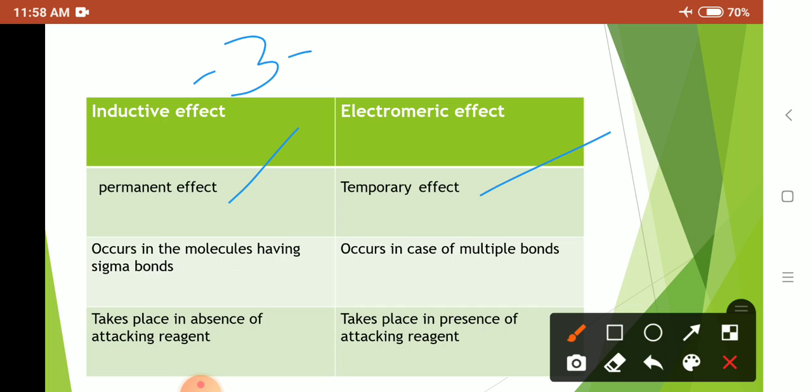Second point is, inductive effect occurs in molecules having sigma bonds. But electromeric effect occurs in case of multiple bonds, means either a double or triple bond should be present in the molecule. Third point, inductive effect takes place in absence of attacking reagent, whereas electromeric effect takes place in presence of attacking reagent. Remember this, 3 marks will be asked.